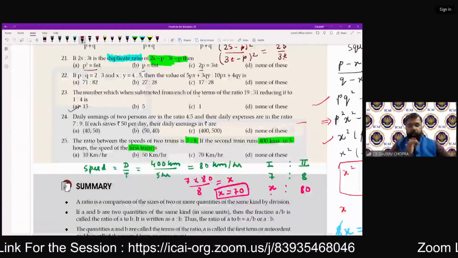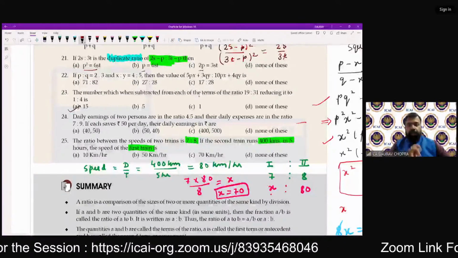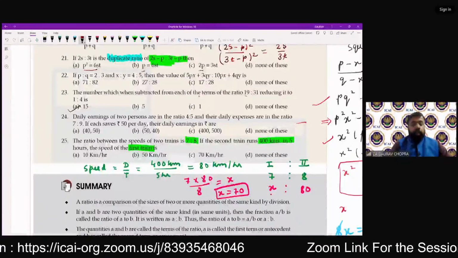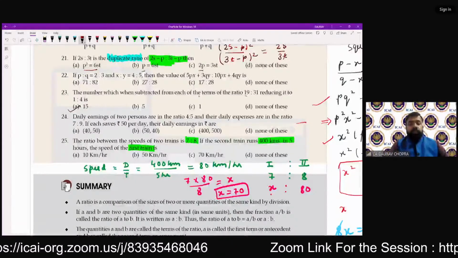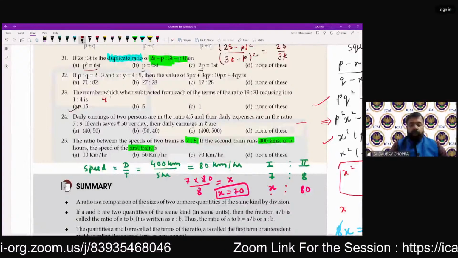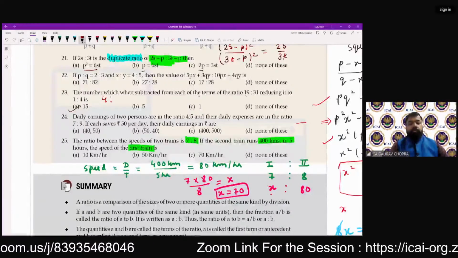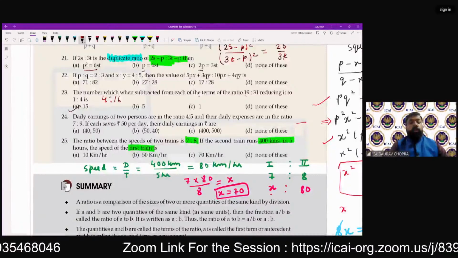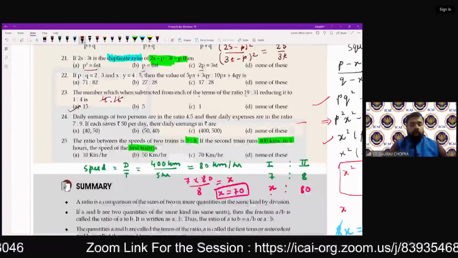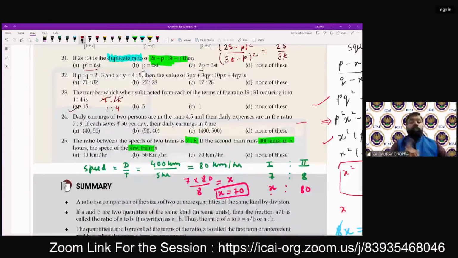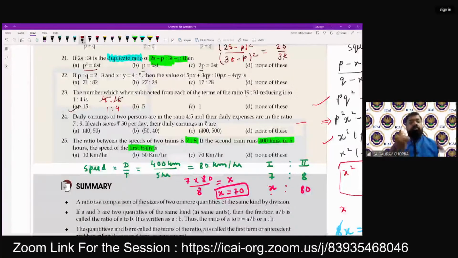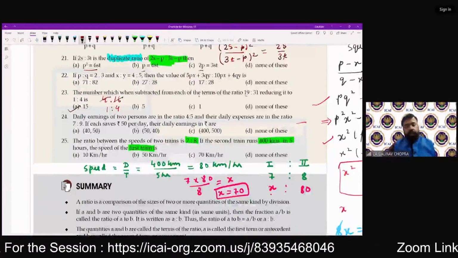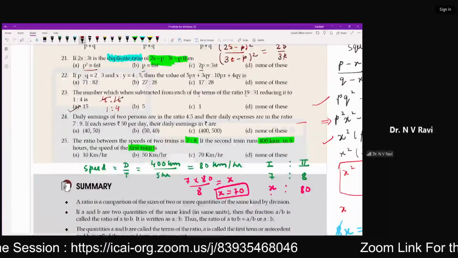Let's try with option number A. If you try option A, subtracting 15 from these two, 19 and 31, then 19 minus 15 gives 4 and 31 minus 15 gives 16. So 4:16. If you further simplify this, you will get 1:4. So therefore, your required number is 15. So 15 is your answer. That is option number A. Hope you understand, students.